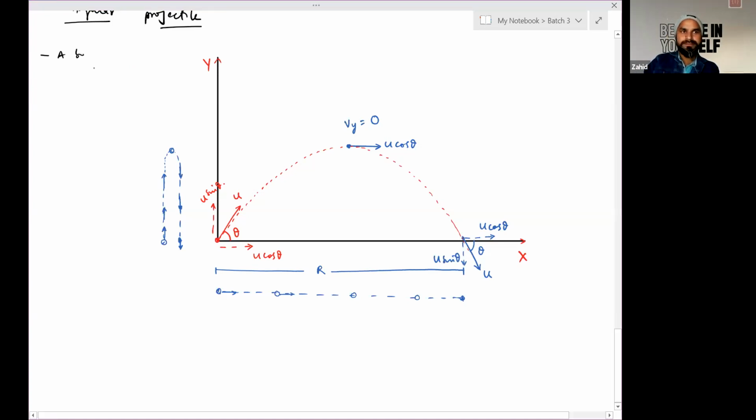A body is projected at theta with the x-axis at velocity u, or at constant velocity u.